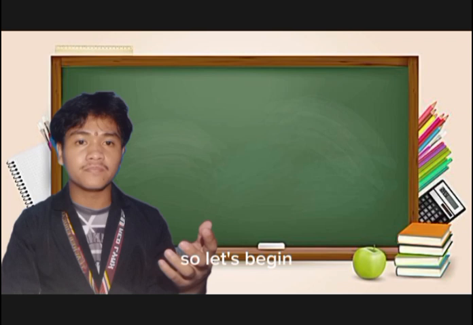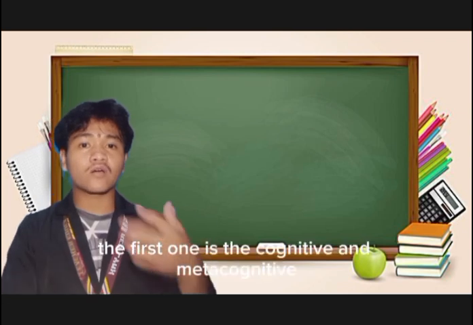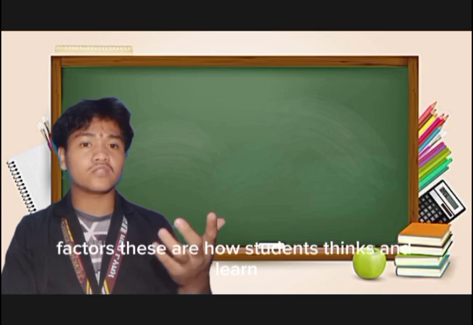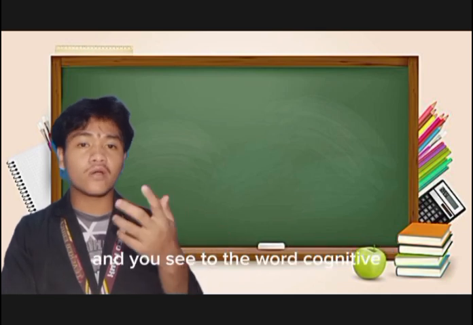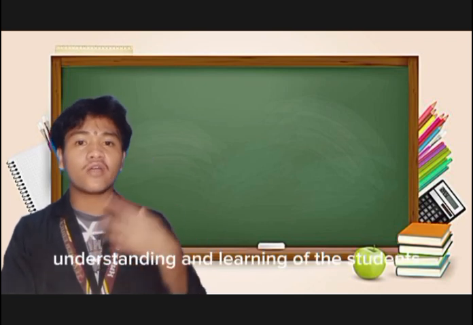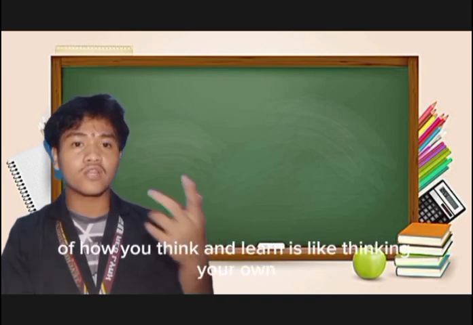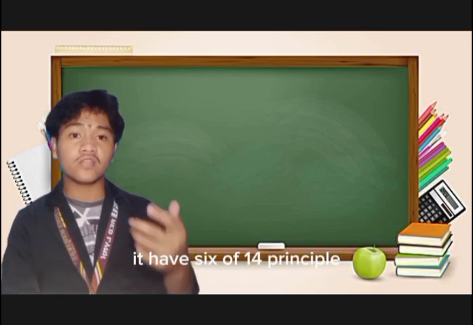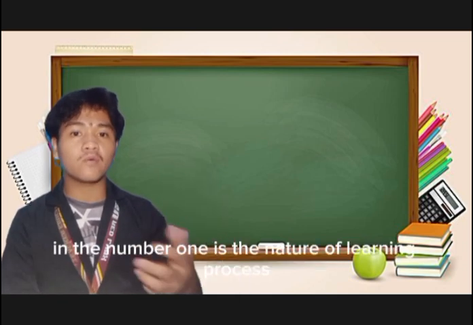So let's begin. The first one is the cognitive and metacognitive factors. These are how students think and learn. The word cognitive refers to the thinking, understanding, and learning of the students. And the word metacognitive is being aware of how you think and learn. It's like thinking about your own learning. Here in cognitive and metacognitive factors, there are 6 of the 14 principles.